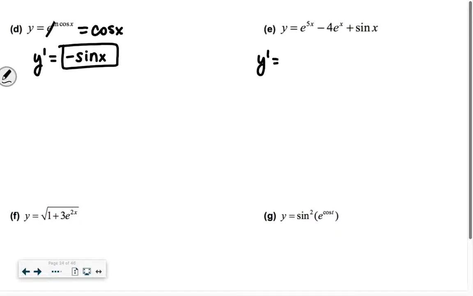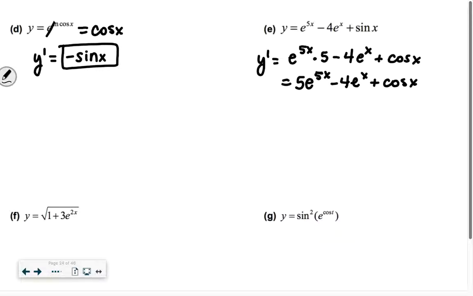All right, so how about this next part? So I do e to the 5x times 5 from the chain. Do you guys get this? Minus 4 times e to the x plus cosine of x. So if you wanted to clean it up a little bit, I would just write that as 5e to the 5x. And then really there's nothing else that you can do.